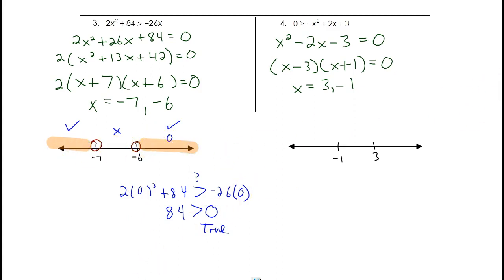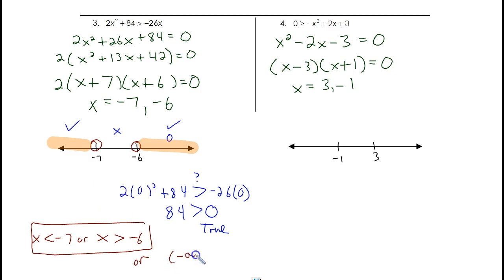Remember, there are 2 ways that we can write this answer. We either write it with the word or. We would say that x is less than -7 or x is greater than -6. That's a perfectly good way to represent this inequality that we've shaded here. The other way is to use interval notation by saying -infinity to -7 is one of the intervals. I'm going to union that with -6 to +infinity. And that is another great way to represent the answer to this inequality.